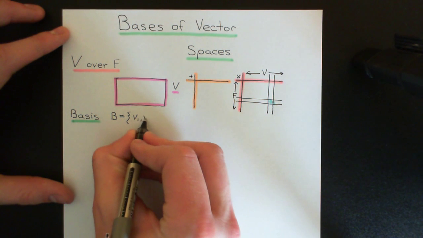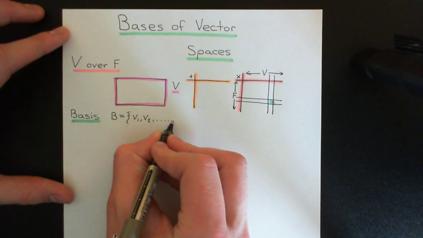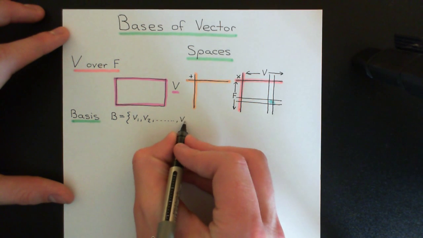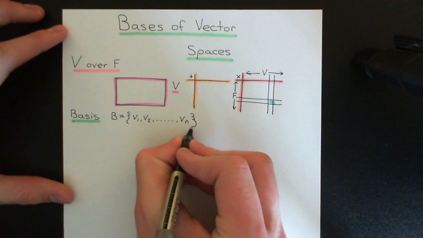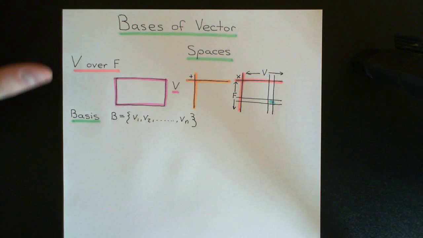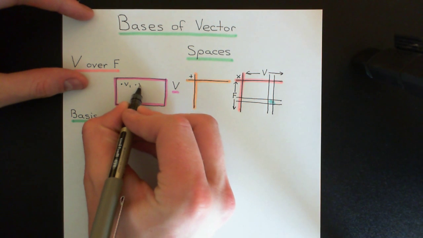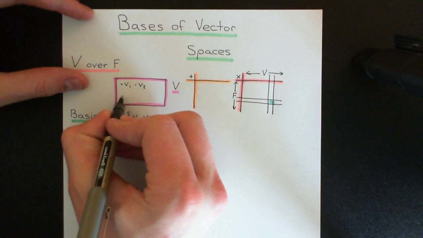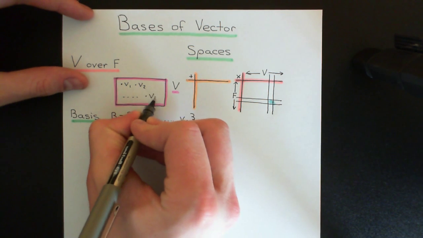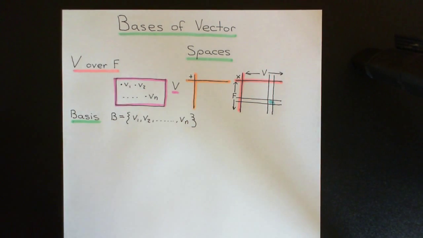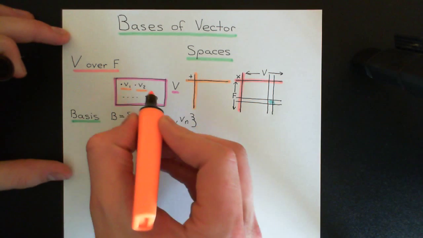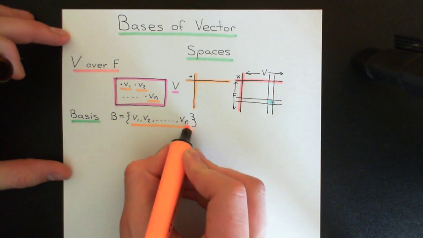So we're going to have v1, v2, all the way along to vn, like so. So this is a bunch of vectors from our vector space. All of these are in our vector space. So v1 I'll put here, v2 I'll put here, and then it'll go on and on all the way until we get up to vn. So these are just symbols from our vector space. I'll colour them all in orange here.